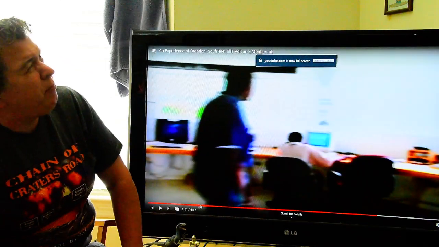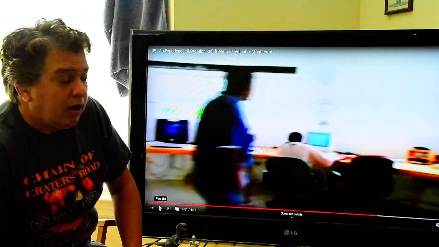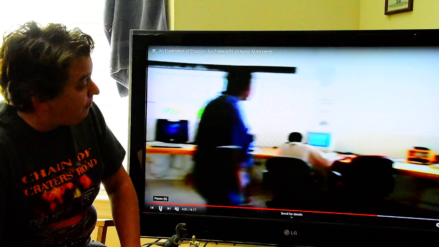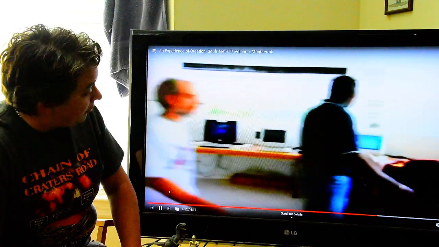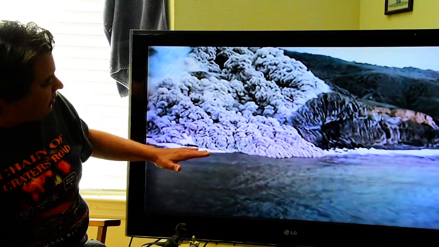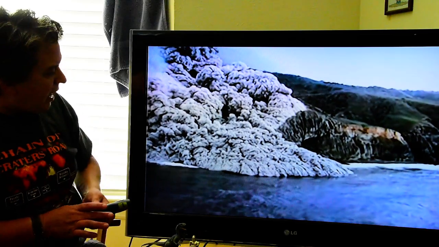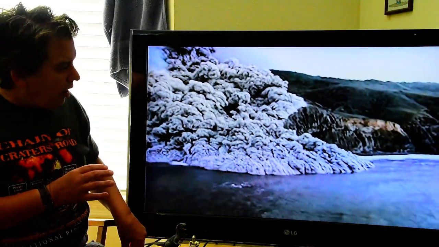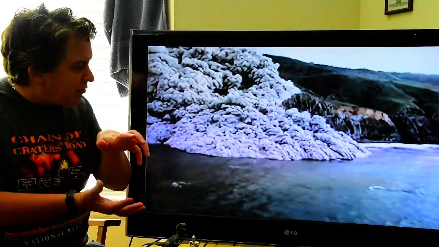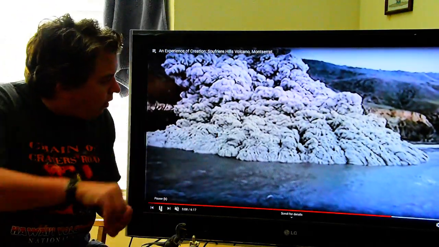This one's going to be from 1997, and I picked this one because it shows the flow going over water. So there we have it. All of this is the pyroclastic flow. There you can see it traveling over water, and it can do that because it has such low density. It's very buoyant, and so it can just skim across the water.